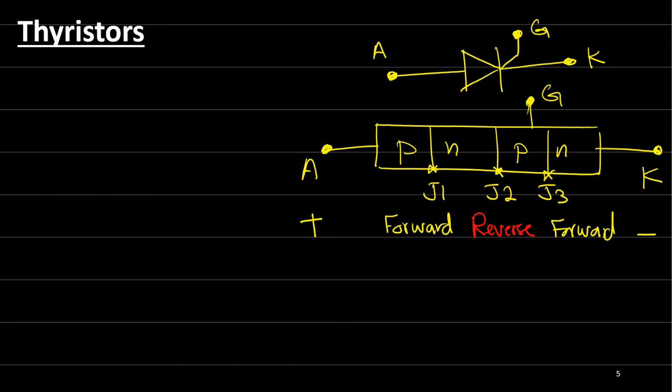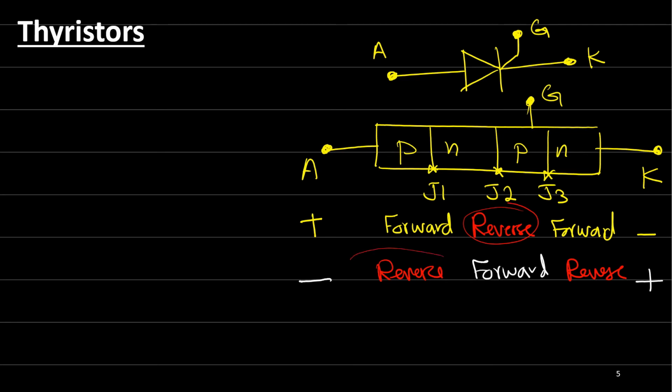If we apply negative voltage on the thyristor, so what's happening? Junction 2 will be forward, and junction 1 and junction 3 will be reversed. So how to operate this? In both cases, if we apply positive voltage, there's no current flowing because we have one junction reversed. If we apply negative voltage, also there's no current because we have two junctions reversed.